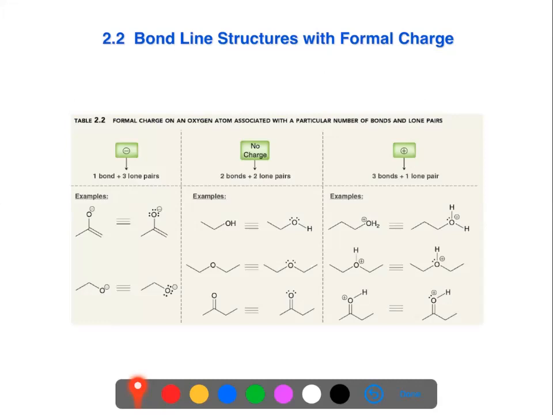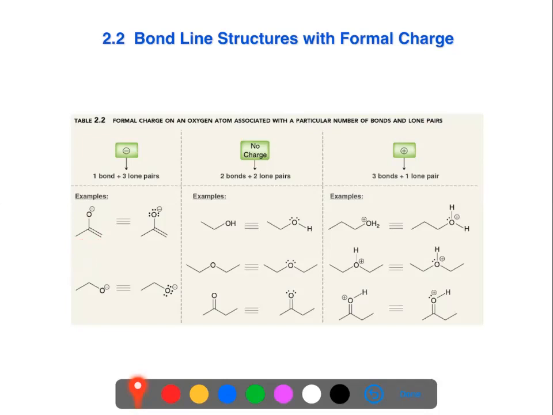So in our textbook, in tables 2.2 and 2.3, they provide various examples of oxygen and nitrogen containing compounds where the oxygen or nitrogen is either in a neutral state, contains a formal charge of -1, or a formal charge of +1. And so there's some generalizations that we can make: when you have an oxygen that has a formal charge of -1 and a single bond to a neighboring element as shown here, that would imply that there are 3 lone pairs around that particular oxygen center.